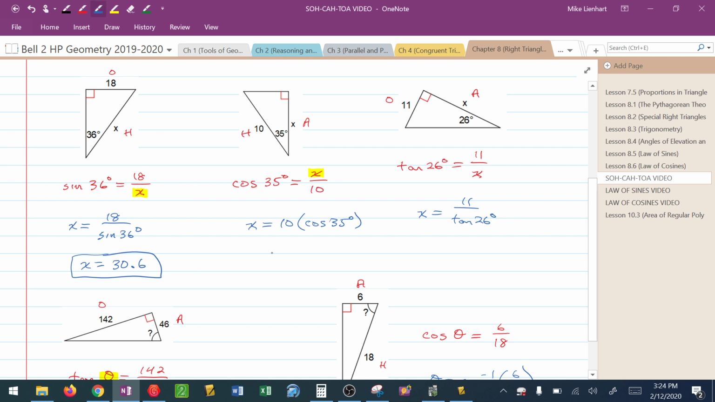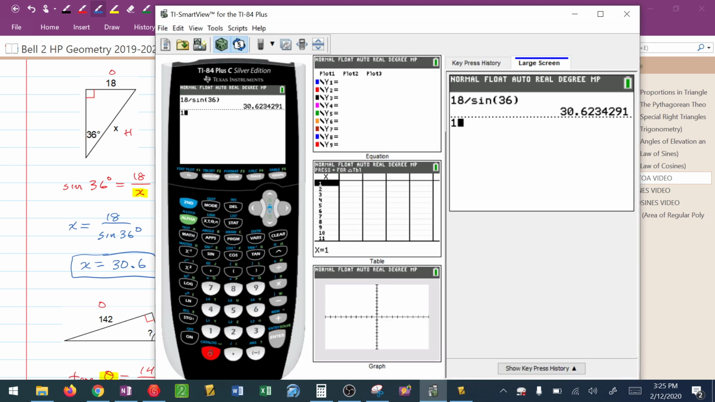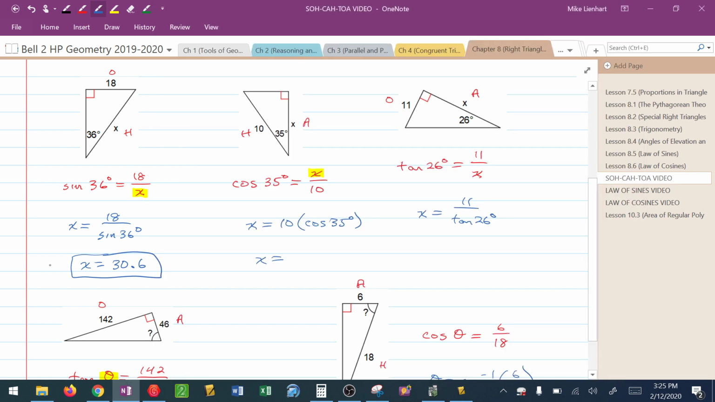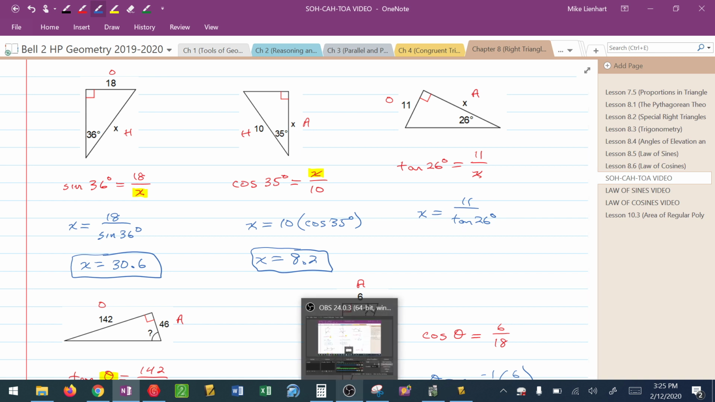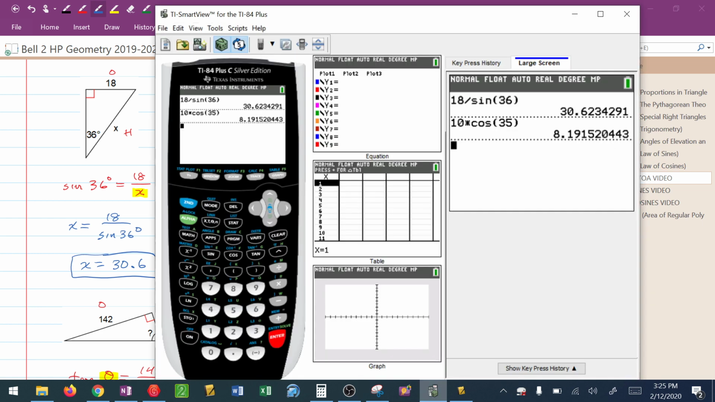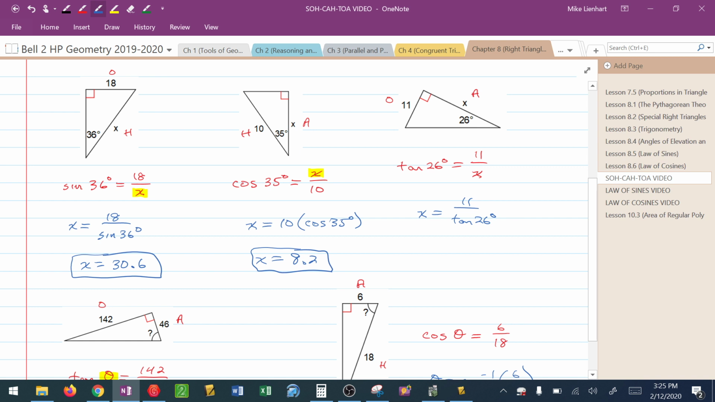The second one, it says multiply 10 times the cosine of 35. So I go to my calculator, and I take 10 times cosine 35. Round to the nearest tenth, I get 8.2. Third one, it's telling me to divide. So I'm going to go 11 divided by tangent of 26. Close it off. Round to the nearest tenth, that would be 22.6.